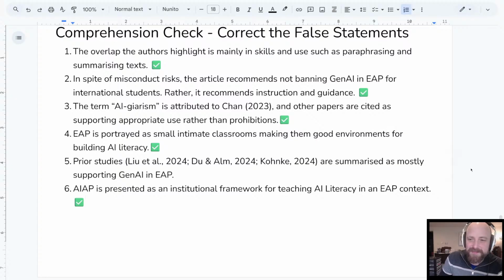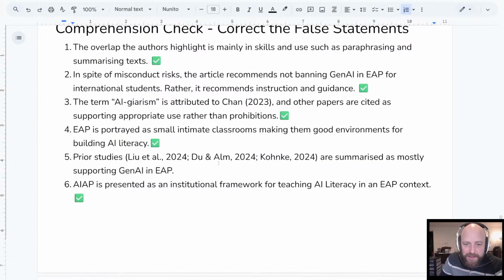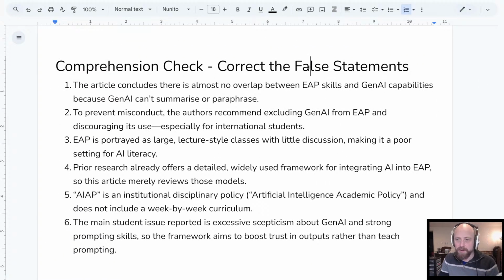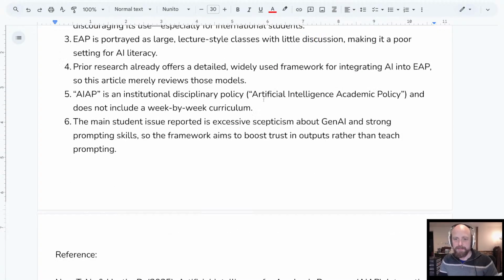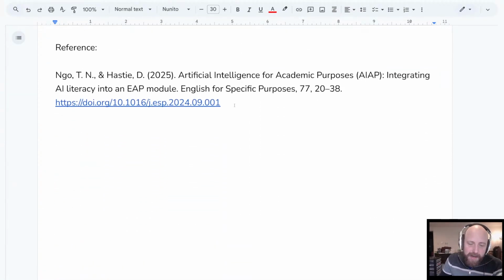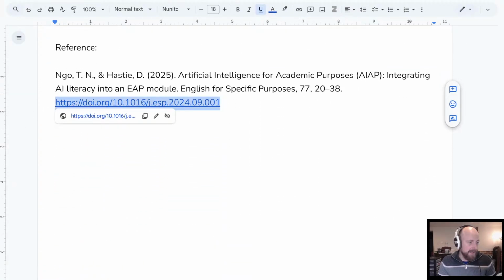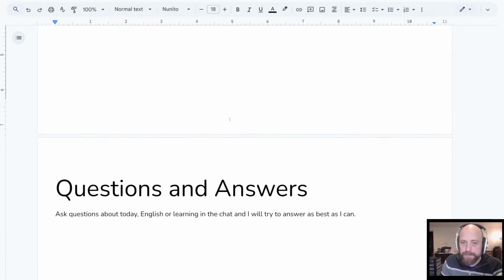All right. So there's the corrections for you. There's the original false sentences. So you have those in the notes. That's the reference. If you wish to actually read the article, you will probably need some sort of academic subscription. I don't think it's open source.